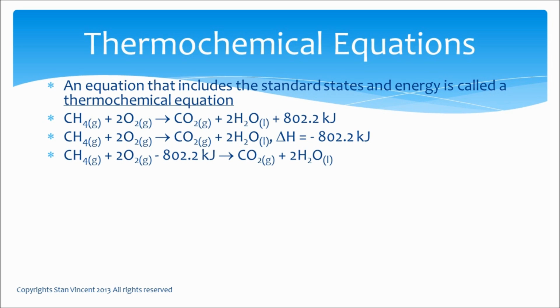In equation 1, the heat change in the reaction is shown as a product. So CH4 plus 2O2 giving you CO2 plus 2H2O plus 802.2 kilojoules according to this reaction, which implies that the heat energy is a product, therefore a positive sign. In the second equation here, you'll find CH4 plus 2O2 giving you CO2 plus 2H2O. Here there is a comma separating the rest of the equation from the data that's being provided, which we write as delta H, which is actually delta H0 reaction, and it's assigned a negative sign, minus 802.2 kilojoules.